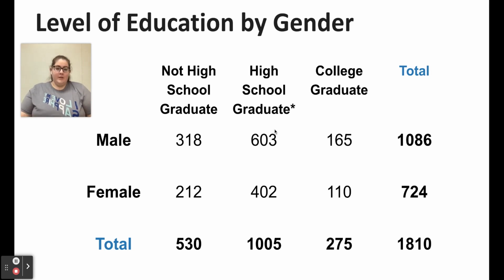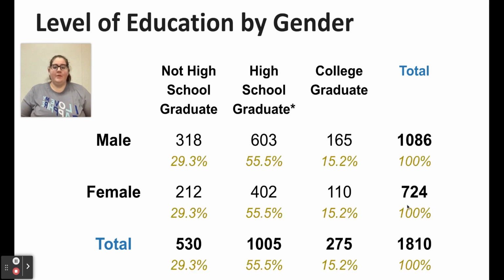So we have numbers. Now, if I were just to look at the numbers, I might be tempted to say that males were more likely to not graduate high school because there were more of them. They were more likely to graduate high school, and they were also more likely to graduate college. But in reality, there are just more males in the survey. So we expect the male numbers to be a little bit higher overall because there are just more of them in the survey. So it's not a good idea to just look at the numbers to determine if these are related to each other. We need to be looking at percentages.